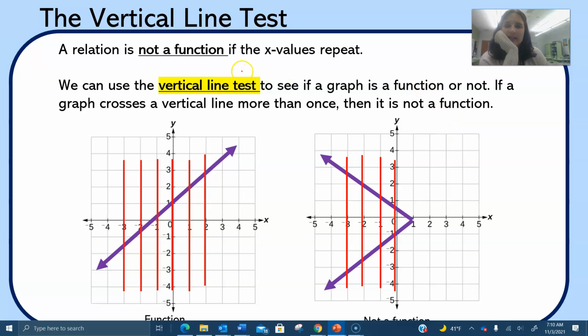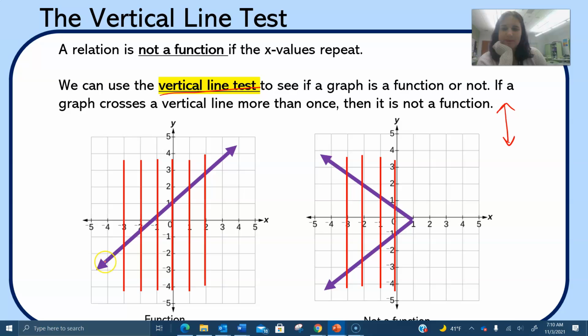So the vertical line test tells us if a relation is a function or not. A relation is not a function if the x values repeat. So we can use the vertical line test to see if a graph is a function or not. If a graph crosses a vertical line more than once, then it is not a function. And remember, vertical is up and down.